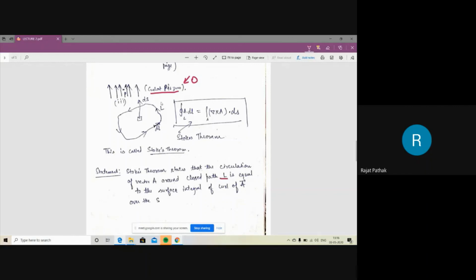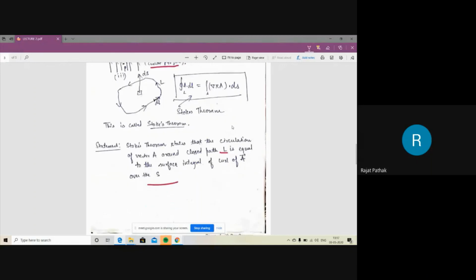L is nothing but this curve L. Around the closed path L is equal to the surface integral, where ds is a surface bounded by this curve. The surface integral of the curl of A over the surface S. This is the Stokes theorem, means the line integral of the vector A over the curve L is equal to the surface integral of the curl of A over the surface S.